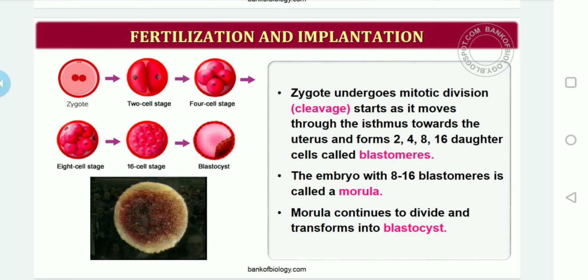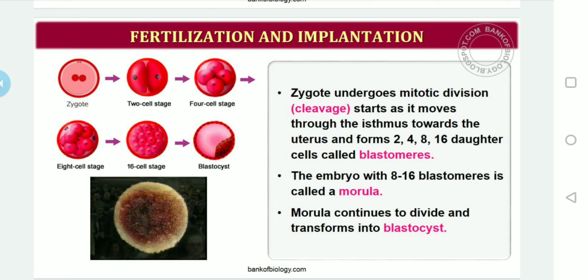Then what happens after the fusion of a sperm and ovum? The zygote would carry, depending upon the fusion, either XX or XY. If the zygote carries XX chromosomes, it would develop into a female child, and the zygote carrying XY chromosomes would develop into a male child. So this is how the sex of the child is decided.